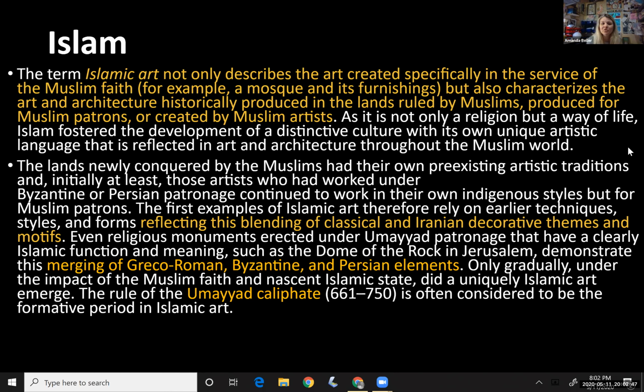And so it's a little bit strange, because again, we don't call all art made by someone who's Christian or Catholic, specifically Catholic art. But for Islam, they do. And so just let that be. I know it's a little bit frustrating, but that's kind of how it is. Typically, what we're going to expect to see with Islamic art is art that is made for practices of worship or power and authority.